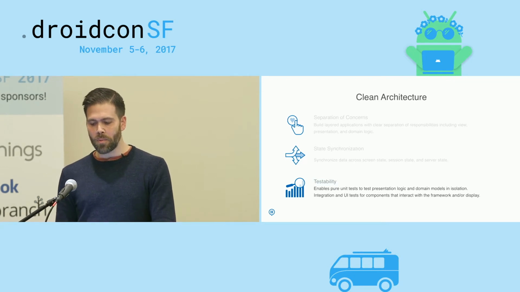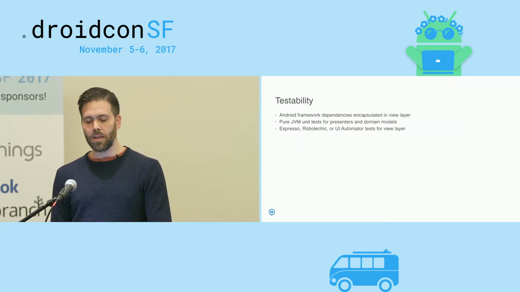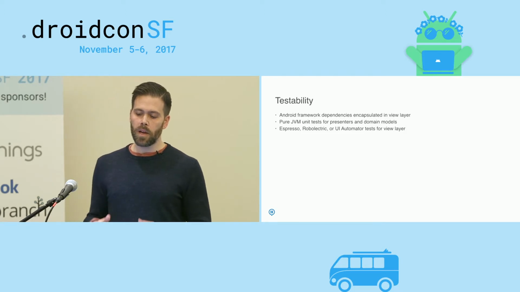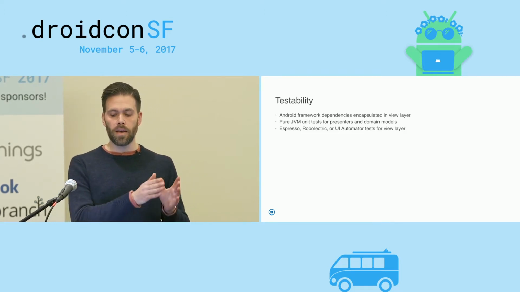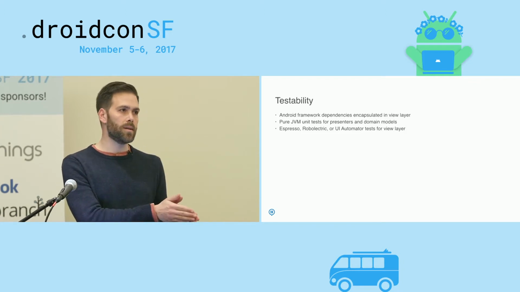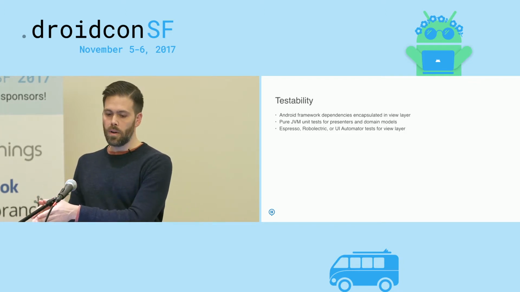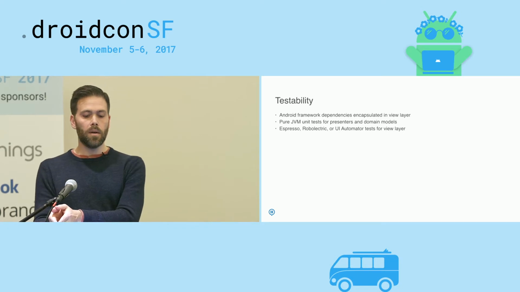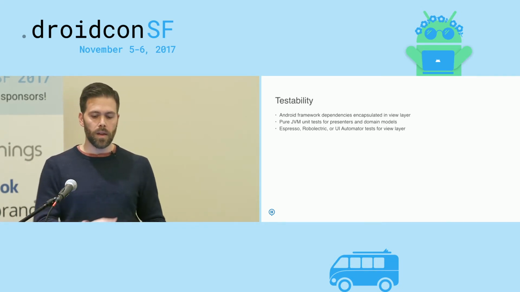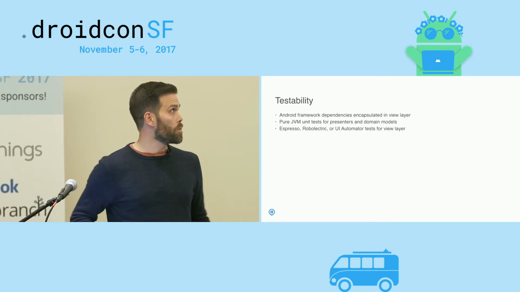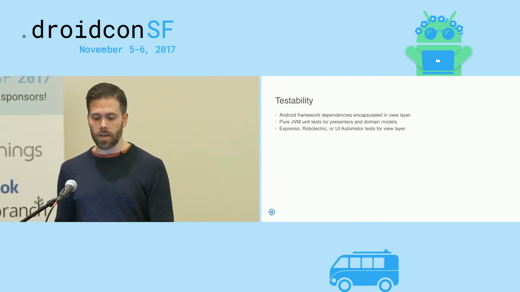And really, when we're talking about testability in the Android world, I feel like one of the biggest things you get from clean architecture is the ability to separate and encapsulate your Android dependencies in the view layer. And that gives us pure JVM style testing for our presenters and our domain models, and then we can use whatever framework we like to do our integration and our UI tests on the view.